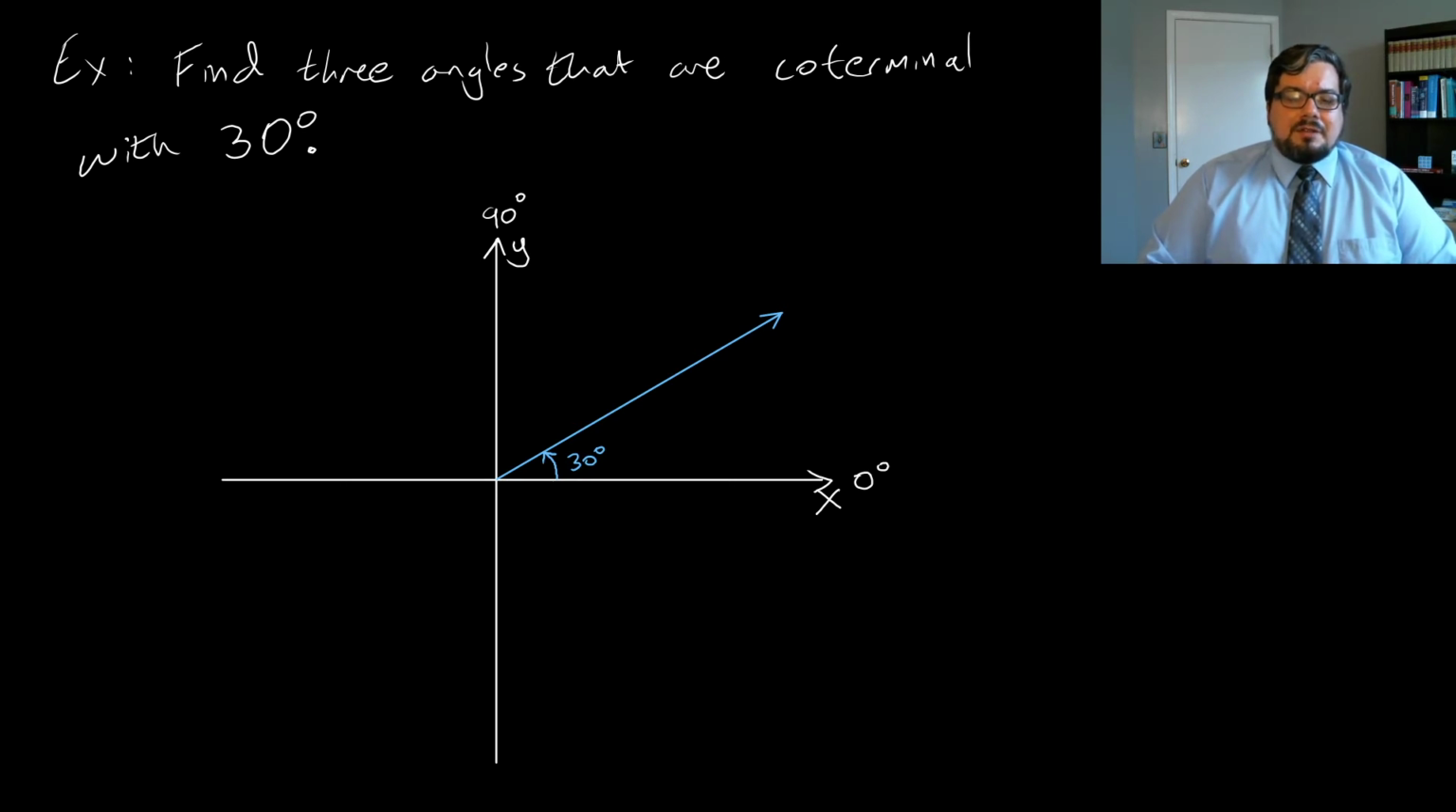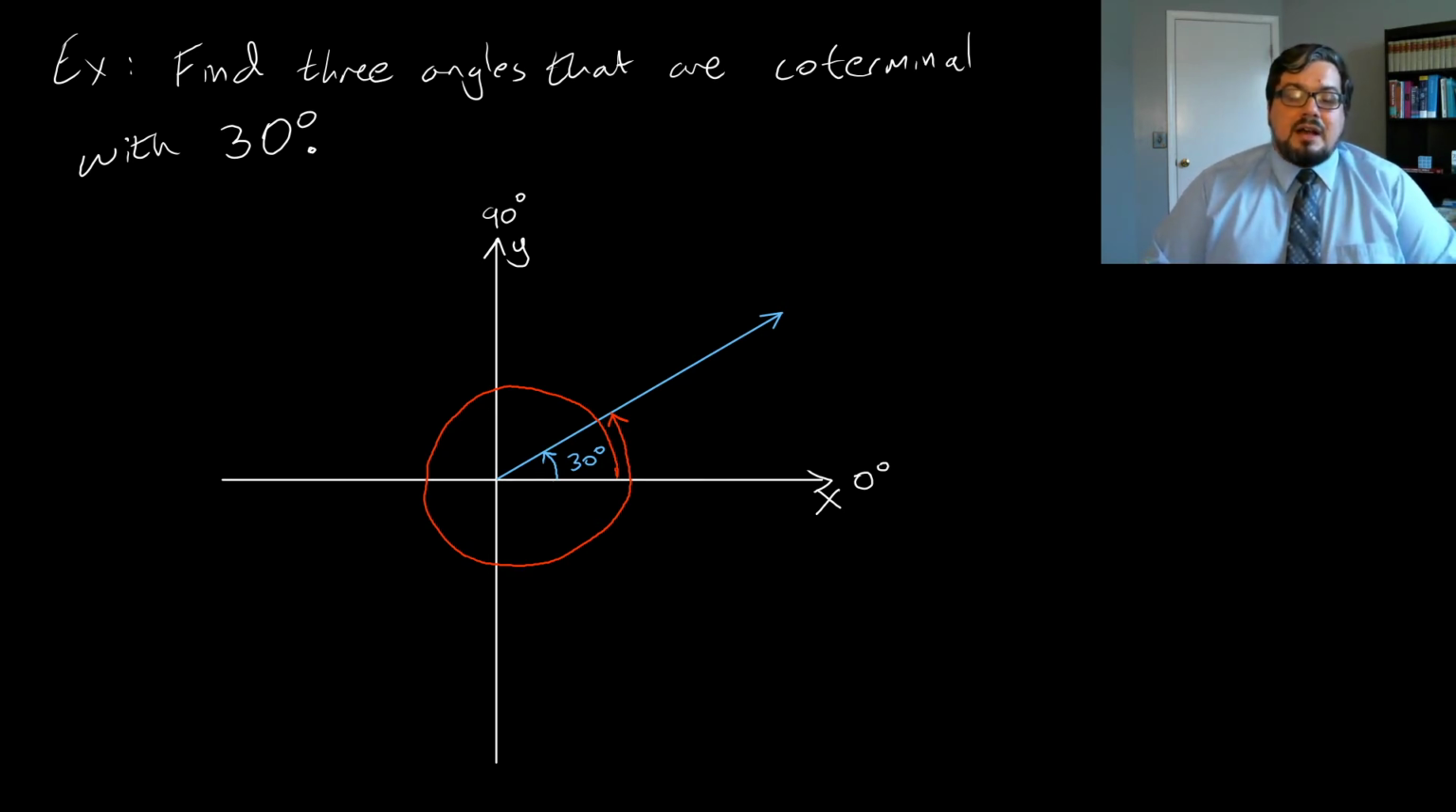Now, if I want to find another angle that's coterminal with 30 degrees, I want to find another rotation around the origin, starting with the positive x-axis, that arrives at this same angle. Well, one way of doing that would be the following. Let's try taking an angle. I'm going to start at the positive x-axis, but I'm not going to stop at the blue ray. I'm going to go all the way around, come back through, and arrive at it here.